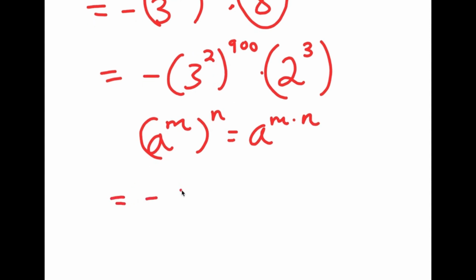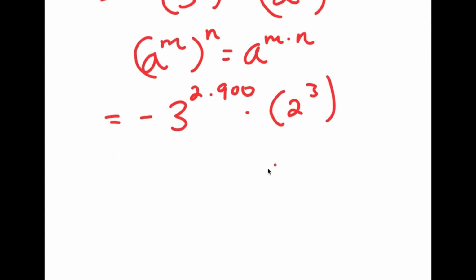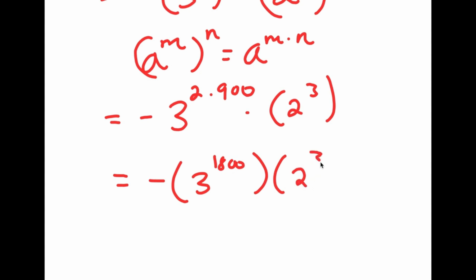So this can equal negative 3 to the power of 2 times 900. And now I have this times 2 to the power of 3. And if you guys didn't already know, 2 times 900 is 1800. So I have negative 3 to the power of 1800 times 2 to the power of 3.